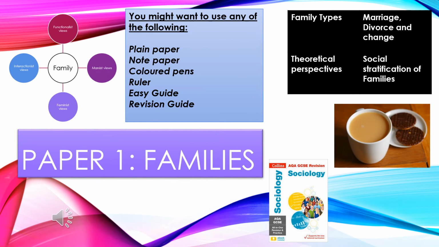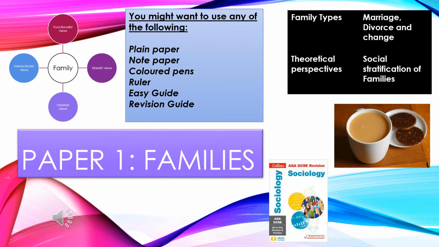Welcome to Paper 1, Module 1 of AQA GCSE Sociology Families. Before you begin, make sure you have all your equipment ready. Are you going to need paper, coloured pens to organise, pencils, rulers, perhaps your easy guides or revision guides, and then decide how you're going to organise your notes.